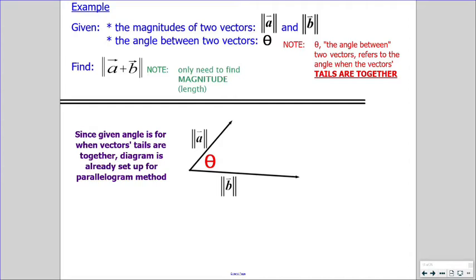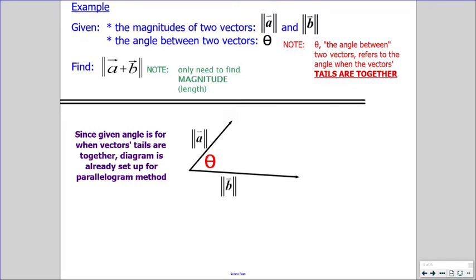Imagine we have two vectors, A and B. We are given the magnitudes of those vectors, and we're given the angle between those vectors. So again, two magnitudes and the angle between them means the tails are starting in the same location, which means we're using the parallelogram method. We're asked to find the magnitude of A plus B, something I'll call the magnitude of the resultant vector, the resultant vector being the sum of the two vectors that we have. Note, we're not asking to find the direction yet. We only want the magnitude here.